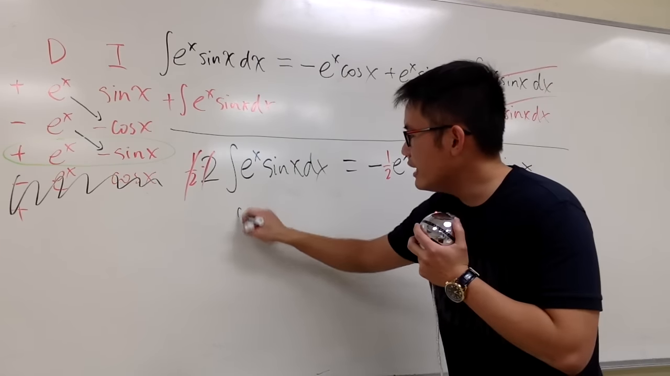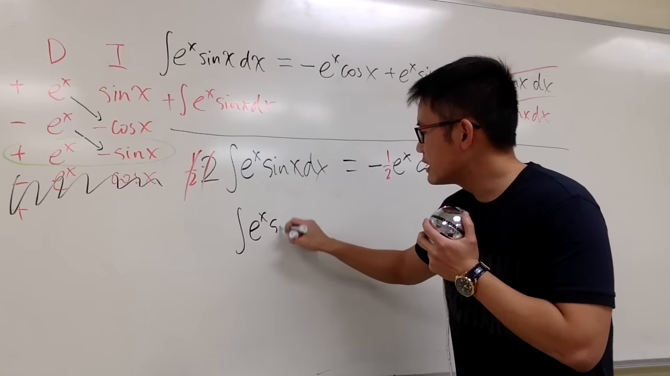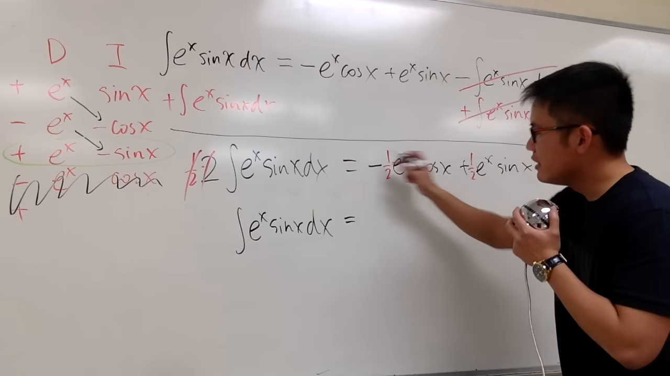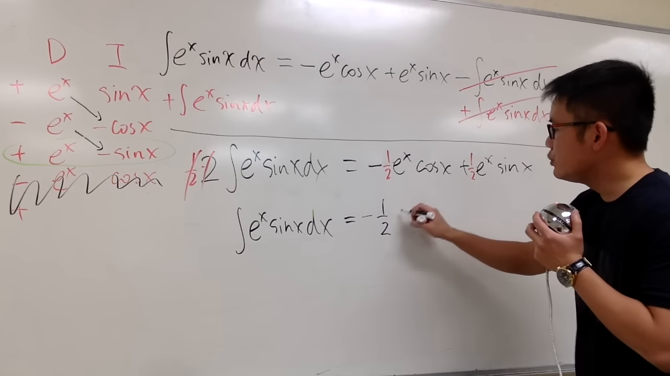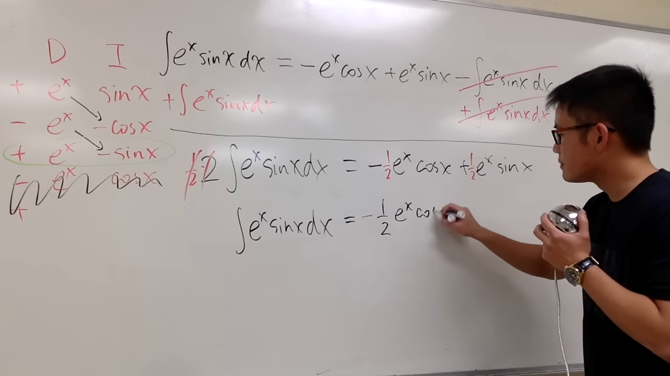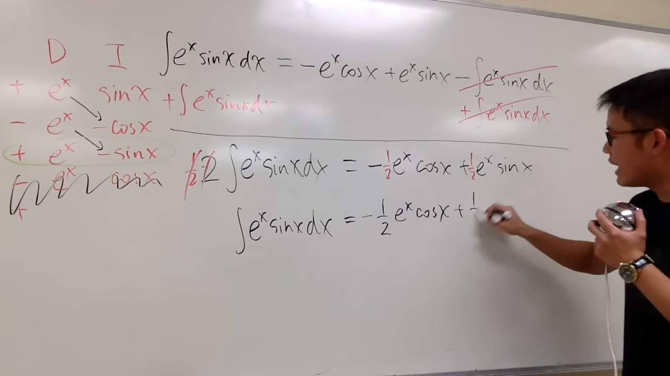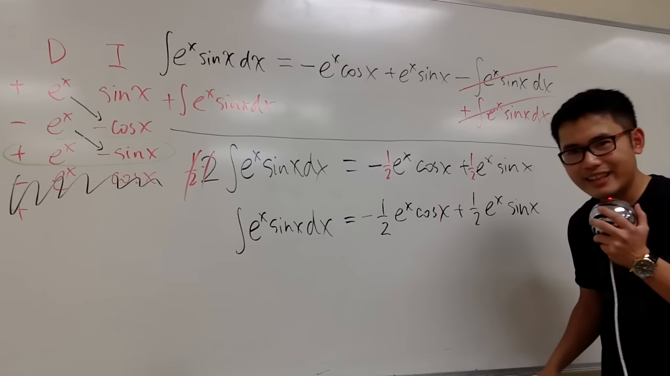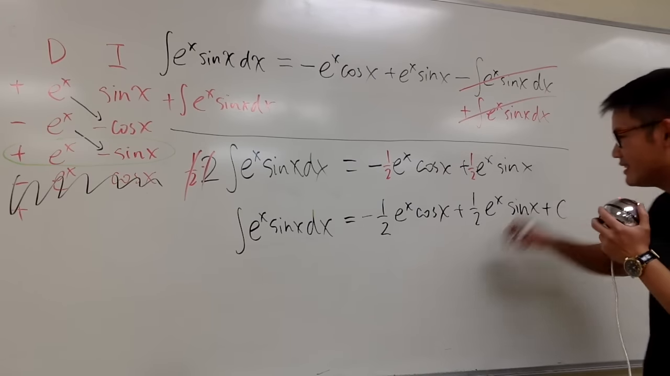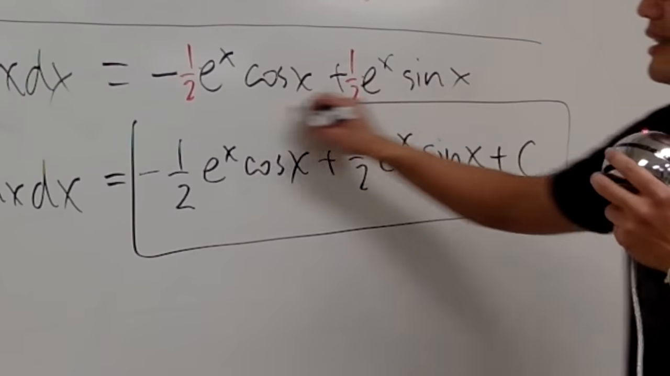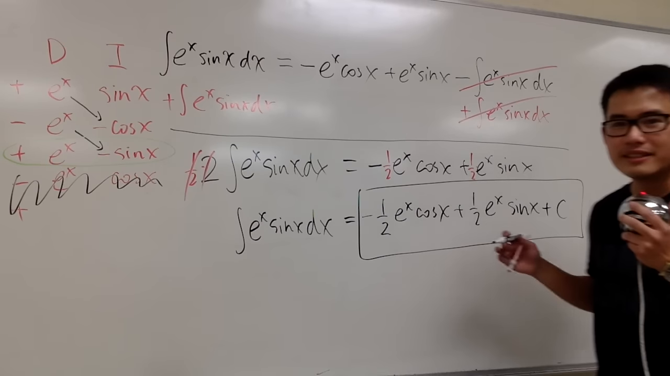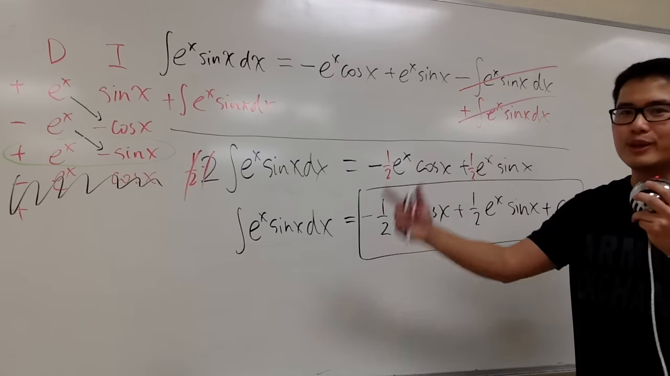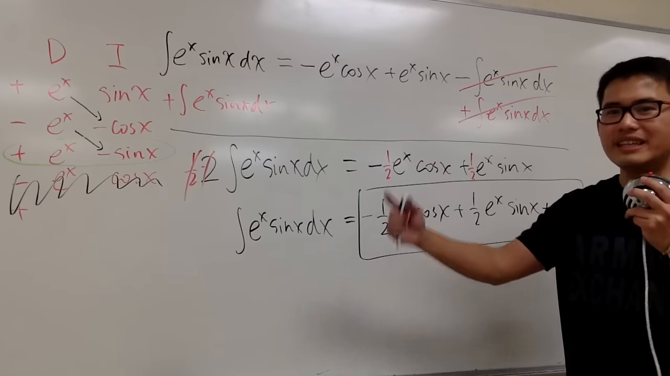And then I get the integral of e to the x sine x dx, which we know will be negative 1 half e to the x cosine x plus 1 half e to the x sine x. And then we are done. Plus c. And this is it. And this is the third situation. This is the third stop when we are doing integration by parts, when we are using the DI method.